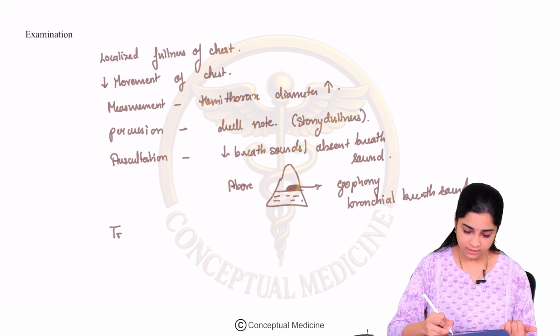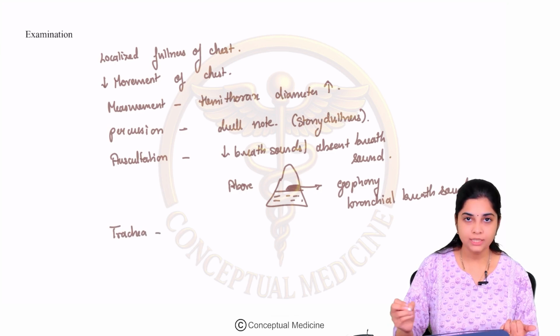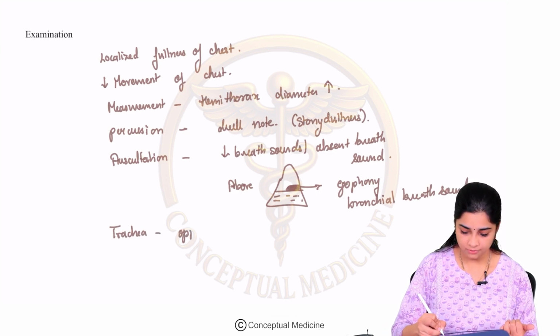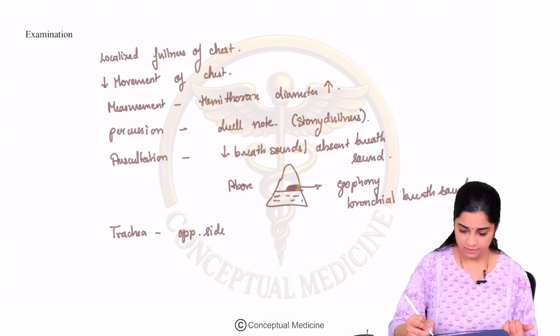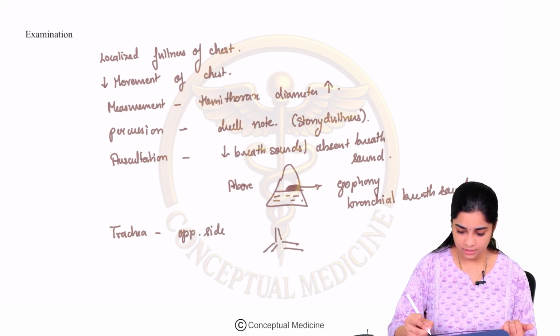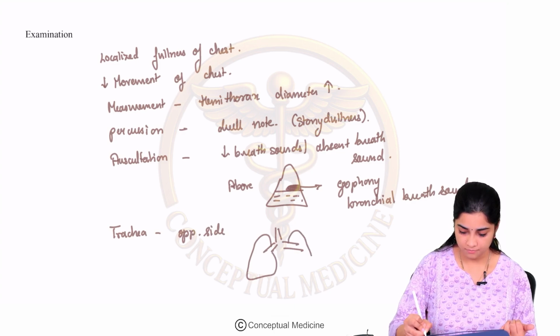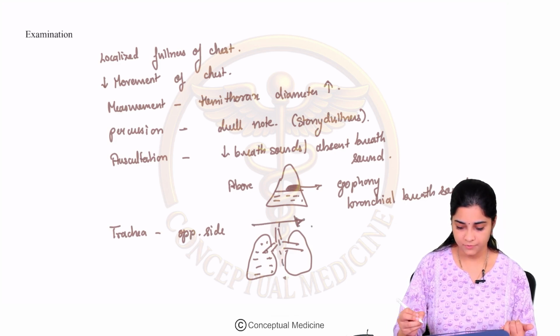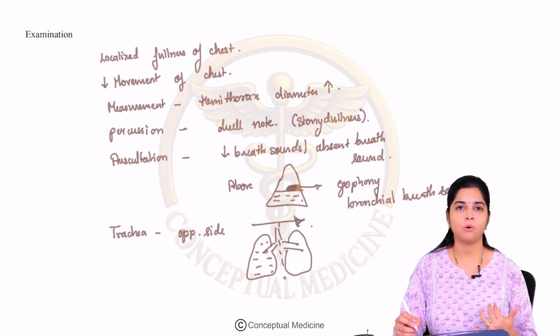Also, another thing that we had to mention is about the trachea, right? So the trachea will be shifted to the opposite side, right? So if this is the trachea, if there is a massive pleural effusion, then this is going to shift the mediastinum to the opposite side. So the trachea gets shifted to the opposite side.